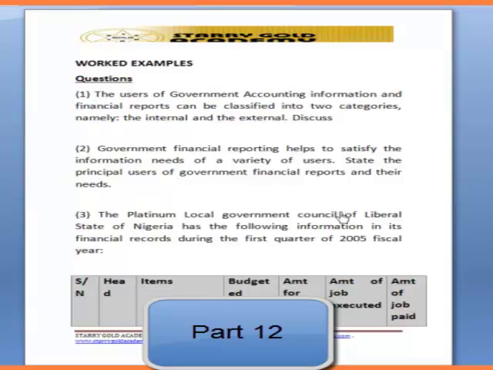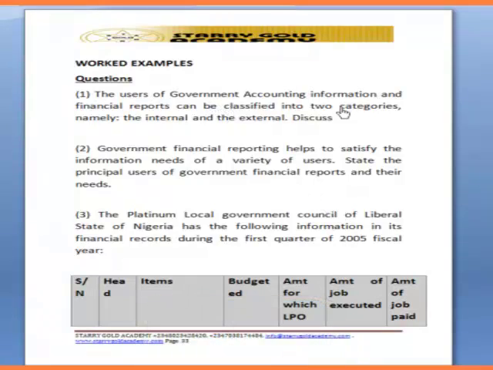Look at this review question. Question number 1 says the users of government accounting information and financial reports can be classified into 2 categories, namely the internal and external. Discuss. This is a past question. This is a past ICAN question. Users of government accounting information and financial reports can be classified into 2, namely internal and external.